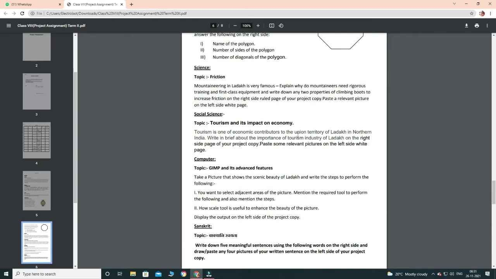Now what we have to do, write a brief about the importance of tourism. So you have to write the importance of tourism of Ladakh on the right side of your project copy, and you have to paste some relevant pictures on the left side of your white page or project copy.